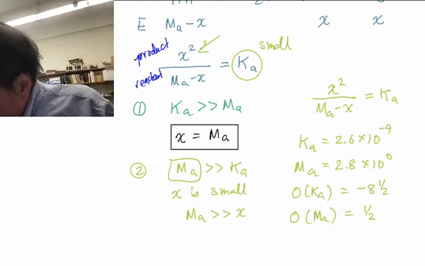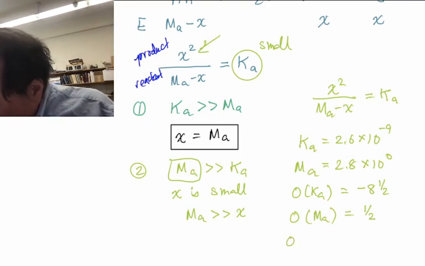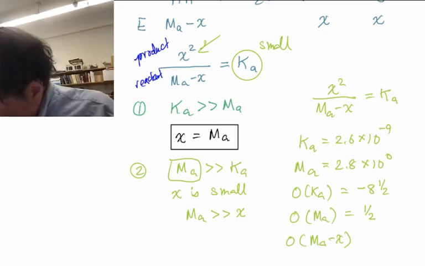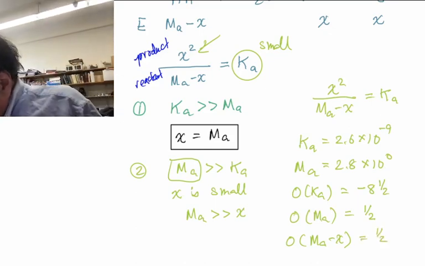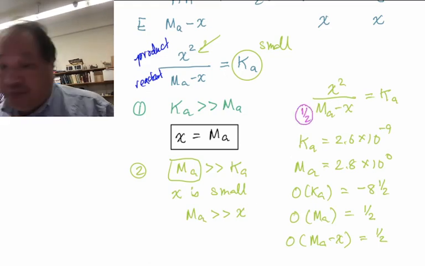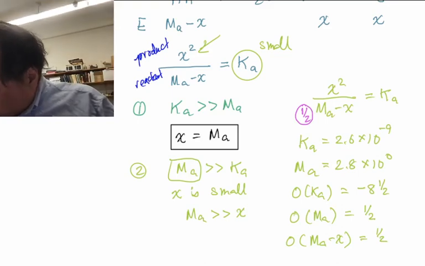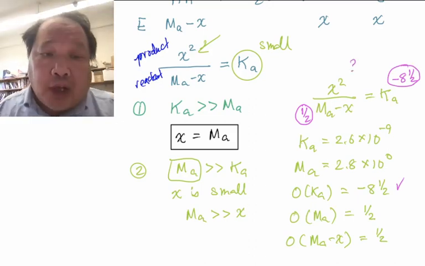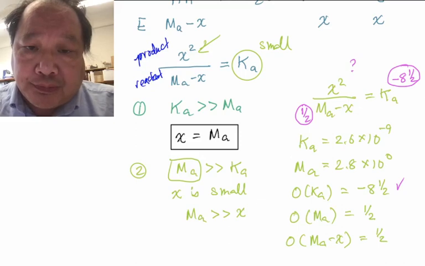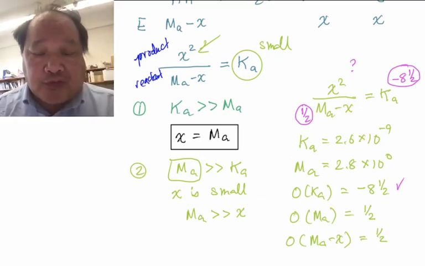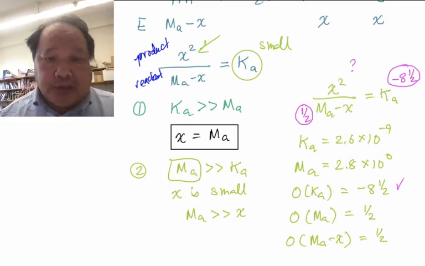We're going to assume that X is very small compared to Ma, therefore the order of magnitude of Ma minus X is unchanged. The X has not changed it. Its order of magnitude will also be 1/2. So we have here the situation that the order of magnitude of the denominator is 1/2, and the order of magnitude of Ka is minus 8.5. And the question then is, what must the order of magnitude of X be? So please pause the video and see if you can figure out what the order of magnitude of X is in this scenario.